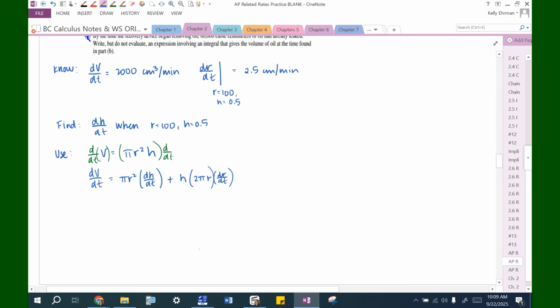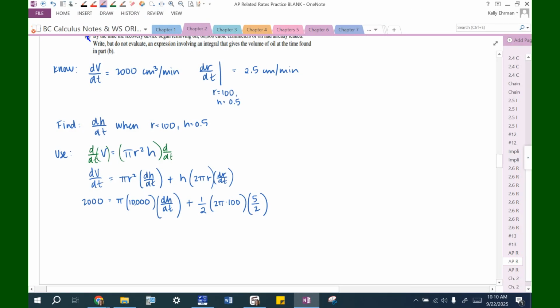Maybe I'll do that. And then I'm going to sub in what I know. So dV/dt is 2,000. It equals pi times r, which is, let's make r 5, or no, wait, r is not 5 over 2. Regular r is 100, so 100 squared is 10,000, since 100 times 100 has 4 zeros in it. Times dh/dt, we don't know. That's what we're trying to find. Plus, the height is 1/2 times 2 pi times 100. dr/dt is, let's make that 5 over 2 instead of 2.5.